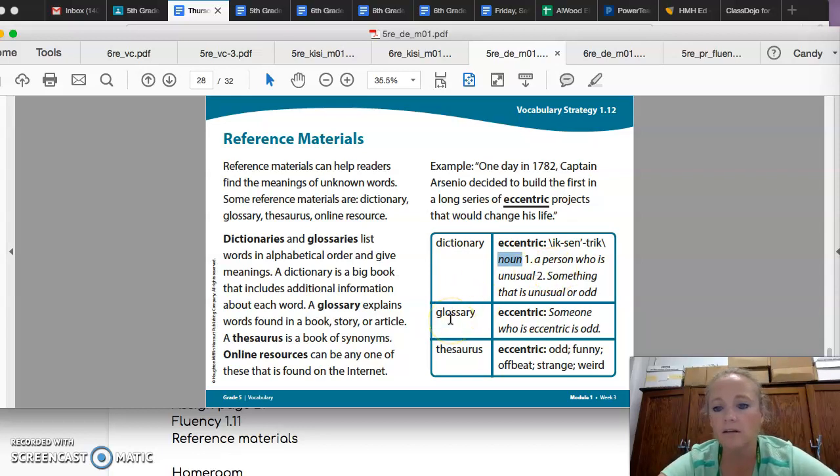If I looked it up in a glossary, I don't get all of that information. I only get the definition that I need to understand it in that text. And if I look it up in a thesaurus, they give me some other similar words that I could use in place of it.